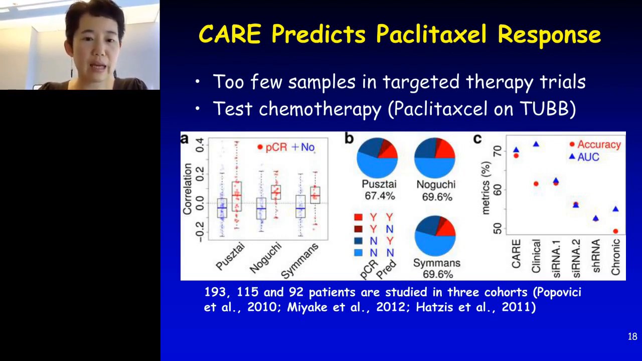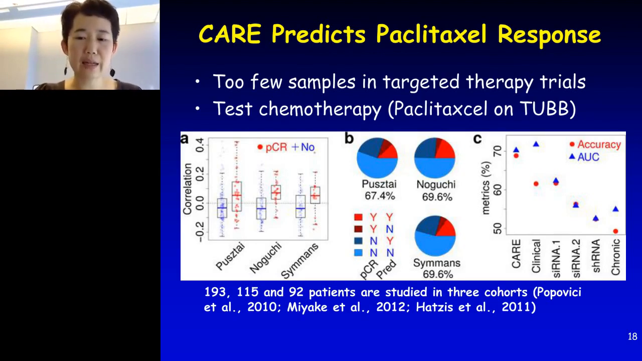And you can see, indeed, we can have a good prediction on the left side that the responders versus non-responders show a good separation, and also the method seemed to work very much better than experimental approaches.